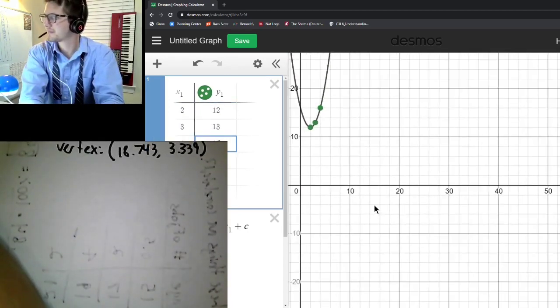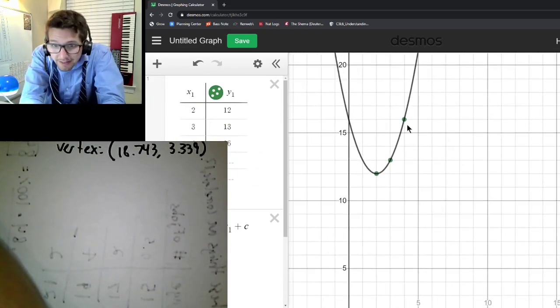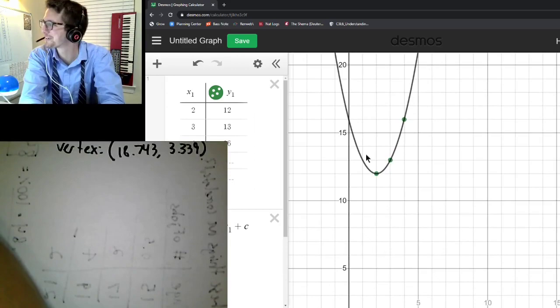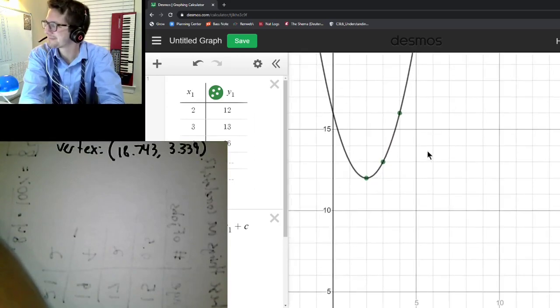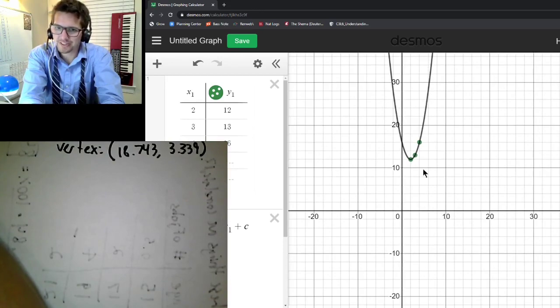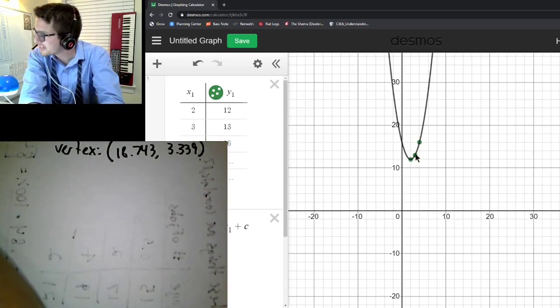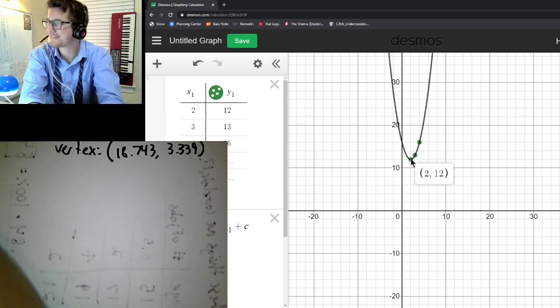I go to where my graph is, and I end up with this shape. And I think I accidentally made it work really well. But where are my zeros? Where does it touch the x-axis? I have no zeros. What's my vertex? Clicking on the bottom of it, it's 2, 12. It's that fast to find.